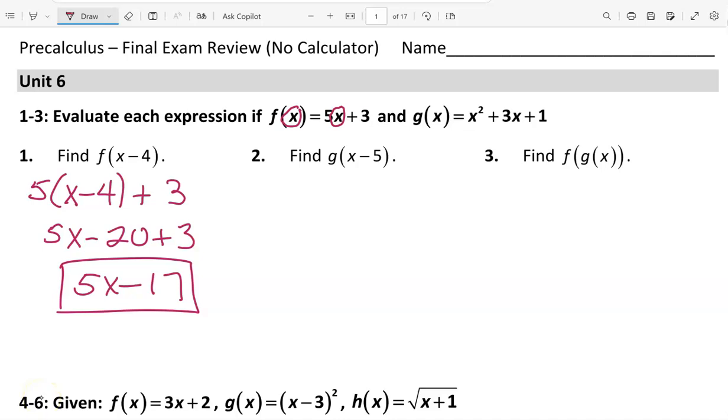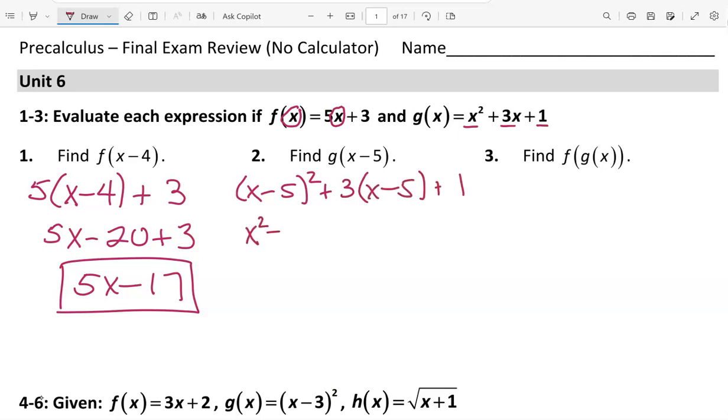In number 2, we're asked to find the value of g of x minus 5. G of x is x squared plus 3 times x plus 1. If we replace all those x's with x minus 5, then we get x minus 5 squared plus 3 times x minus 5 plus 1.